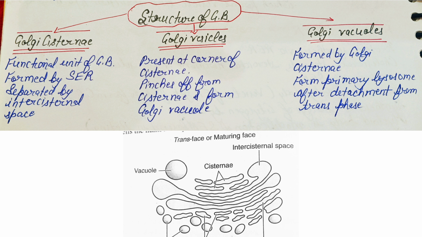The cisternae is the functional unit of the Golgi body. It is formed by the SER. Each cisterna is separated by the intercisternal space. At the corners of the cisternae, the vesicles are present. The vesicles pinch off from the cisternae and form the Golgian vacuole. This vacuole forms the primary lysosome after detachment from the trans face.